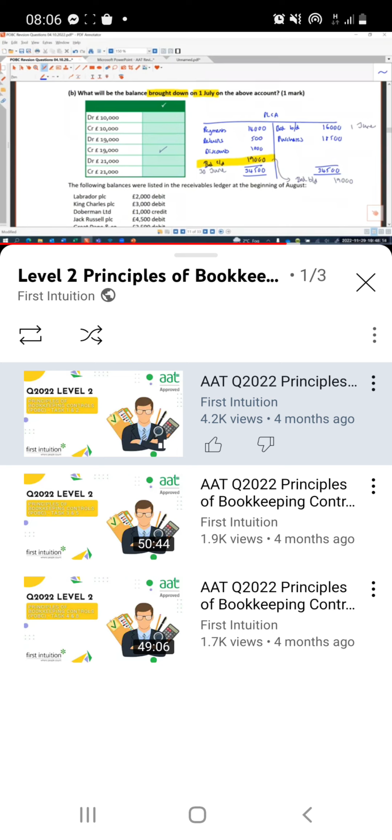So it just gives you an opportunity to revise the control account and think about how you'd actually get all the figures in there and what the carried down and brought down actually show us.